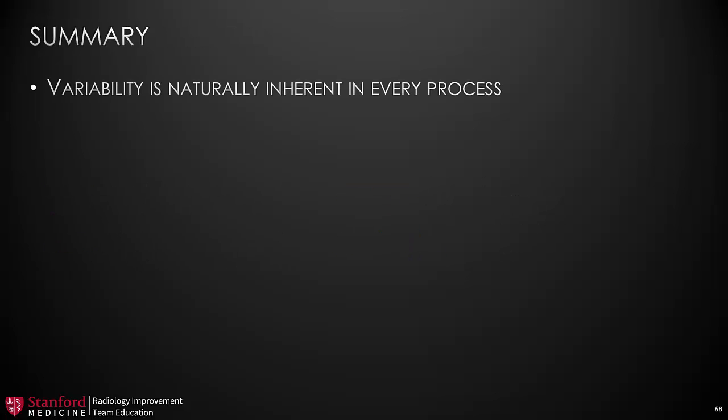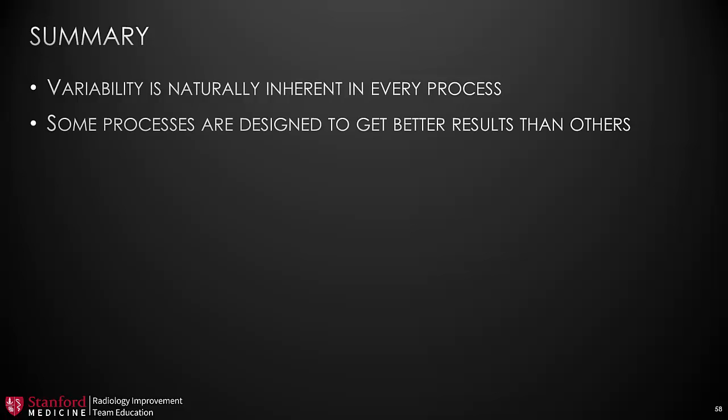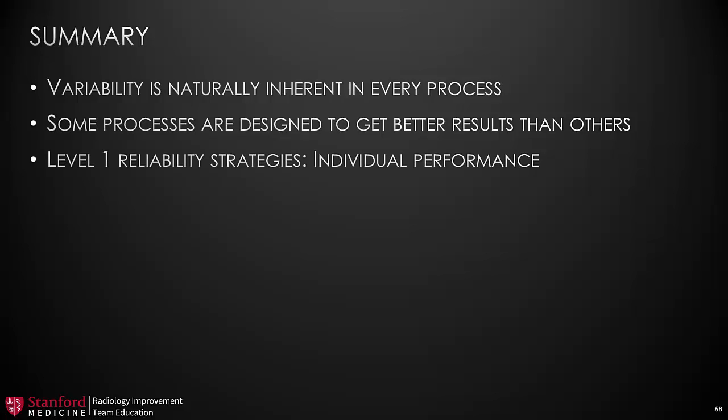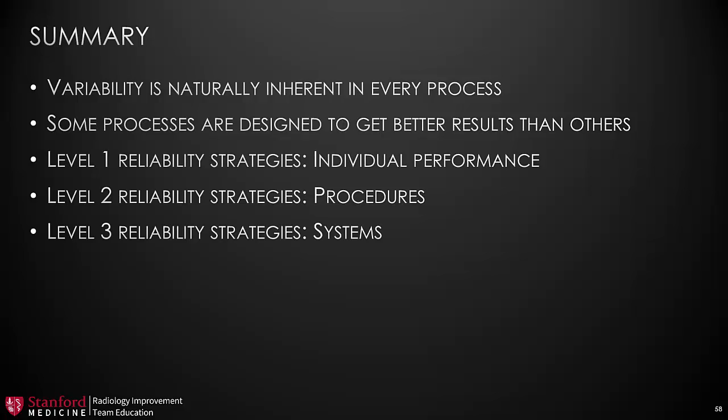In summary, variability is naturally inherent in every process. Some processes are designed to get better results than others. Lower level reliability strategies focus exclusively on individual performance. Intermediate level reliability strategies focus on standardized procedures, and high level reliability strategies focus on systems. In reality, though, most improvement projects move through all three of these levels, starting with feedback and basic standardization, moving through to develop standard work, and finally culminating with well-developed systems.